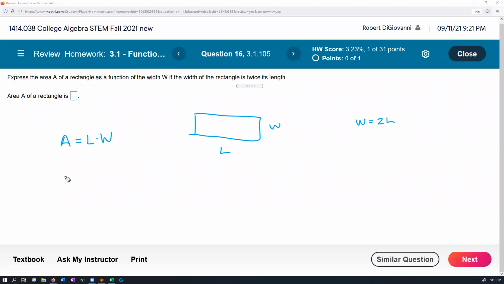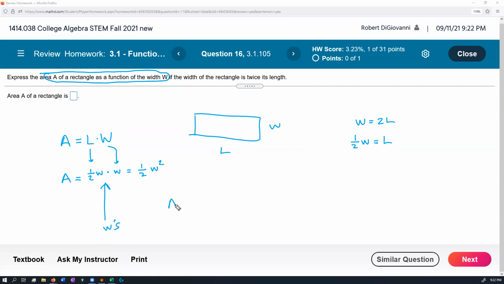So we want this area to have only W's in it. The reason why we know that is because it says express the area as a function of W, which means we don't want an L in here. But we know that W is twice the length, which means if we divide both sides by 2, or take half of both sides, the length would be half the width. So we could rewrite this length as half the width times the width, which means we have half the width squared. So the area is half the width squared for this particular rectangle. Now, that is the area expressed in terms of W, or as a function of W.